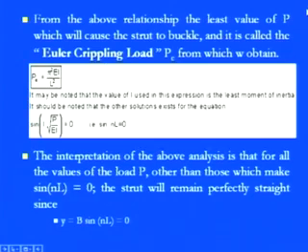So from the above relations which we have discussed, the least value of P which will cause the strut to buckle is called the Euler crippling load. That means this is the limiting value: if you go beyond it, then buckling certainly occurs. If you keep the load application within that limit, there is no buckling.